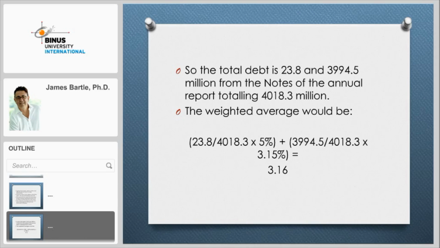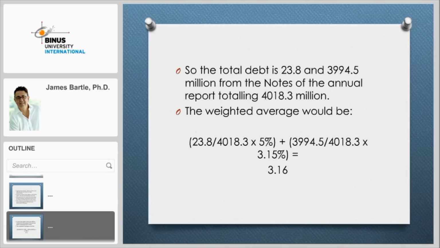Now, as we're going along calculating the WACC, which is the weighted average cost of capital, we have to do exactly the same for debt, because there are two types of debt. There's the short-term debt of 23.8 million, and there's the long-term debt of 3,994,500,000. So we have a total debt of just over $4 billion.